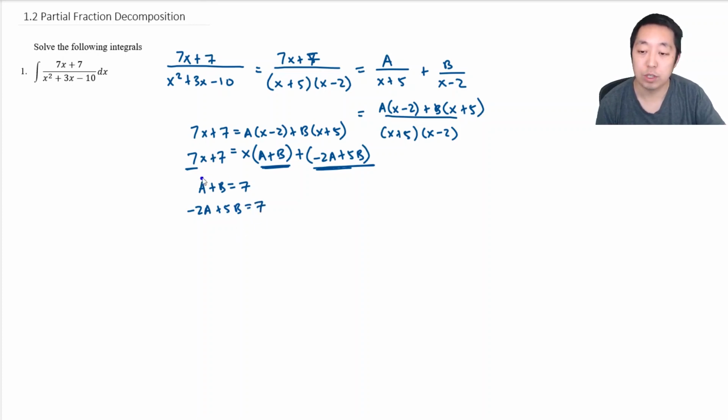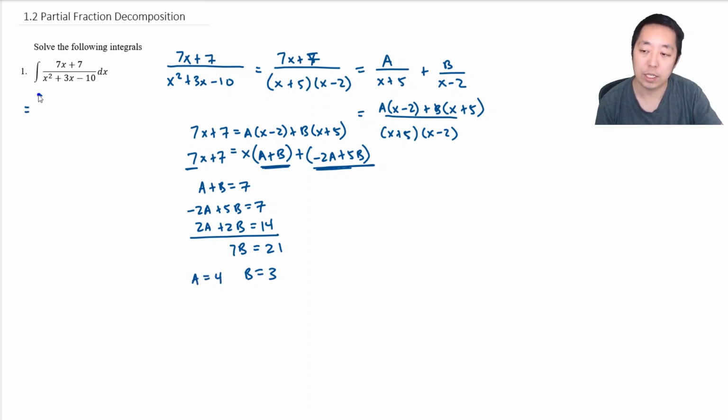You can do this however you like. I tend to use the elimination method, it's my favorite, so I'm going to double this one to make it 2A plus 2B is equal to 14. Then when I add these two together, these cancel. I get 7B is equal to 21. So that means B is equal to 3. And because A plus B is 7, that means A has to be 4.